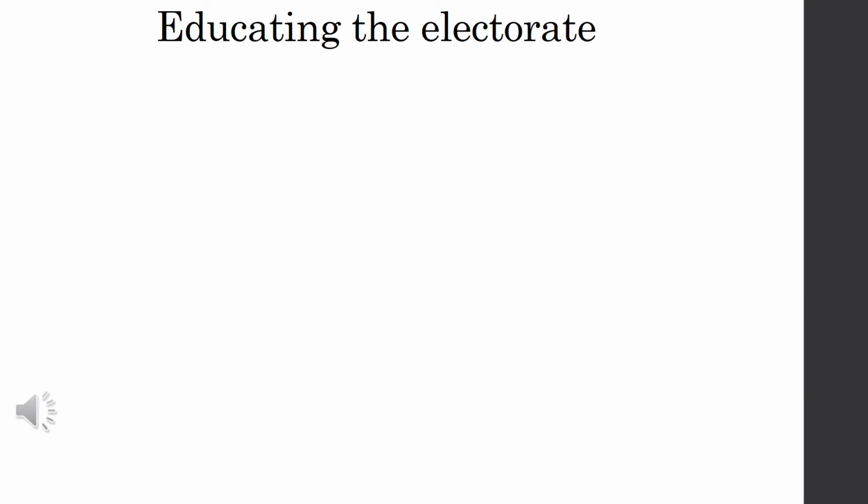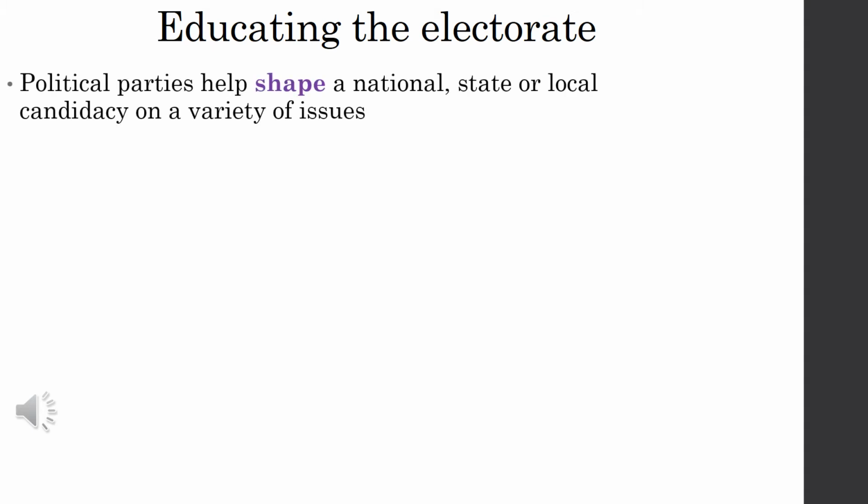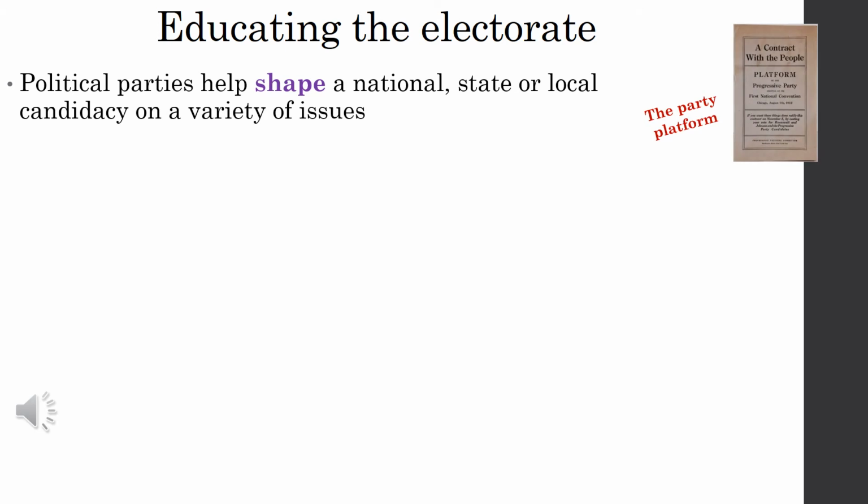The whole point of having a political party is to get your person elected. And in order to do that, we need to educate the electorate. We need to get the voters understanding the issues so that they can make a choice come election time. Political parties help shape a national, state, or local candidacy on a variety of issues. We call that the party platform. These are all the things that we believe as a political party, and if our person becomes your representative, this is the type of stuff that we will go for in government.